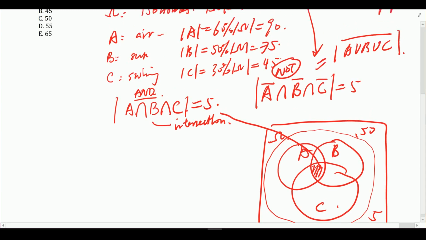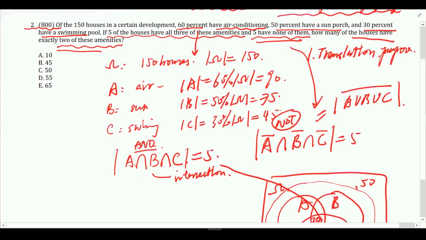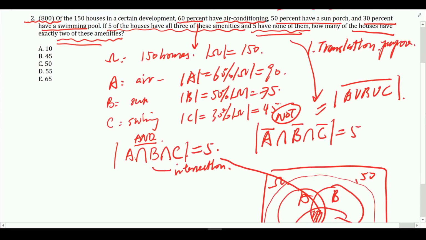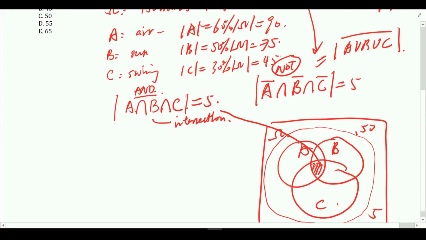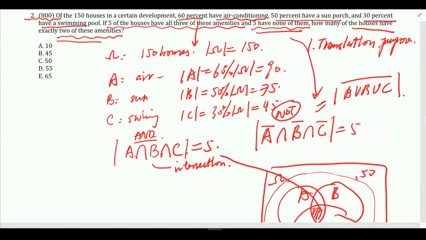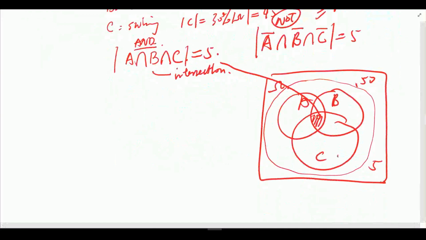So now let's try to understand the question. How many of the households have exactly 2 of the amenities? So it shouldn't belong to this area, right? You must have exactly 2 of them. That means you have 2, not 1, and not 3, right?